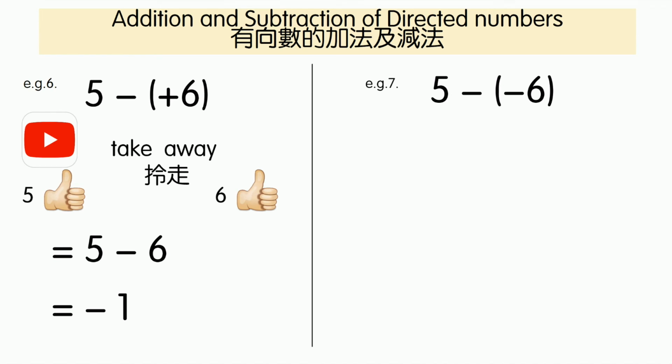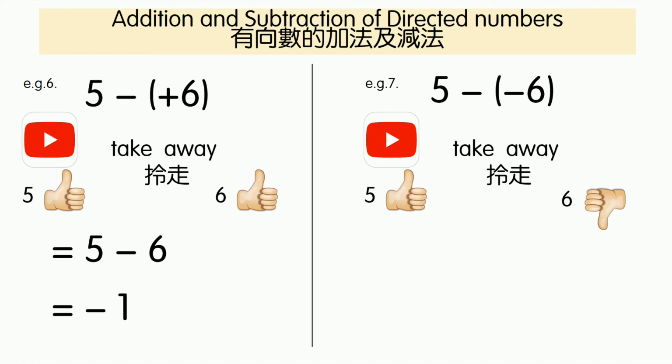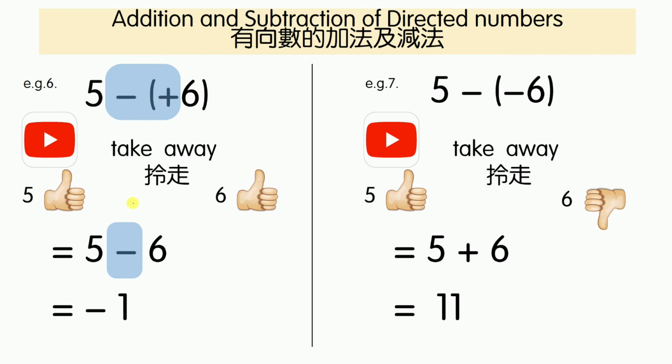Let's try another example. 5 minus negative 6. You first had 5 likes, and then you were taken away 6 dislikes. I first had 5 likes, and then you took away 6 dislikes. That means there are more and more people who like my video. And so this becomes 5 plus 6. So at the end, I end up with 11 likes. When we are doing this operation, we take away the brackets and we combine the two signs into one.